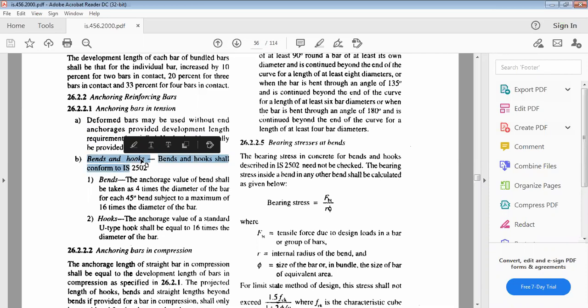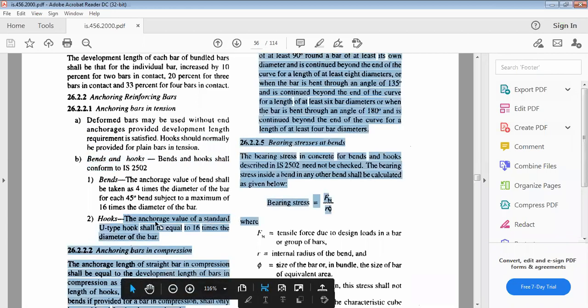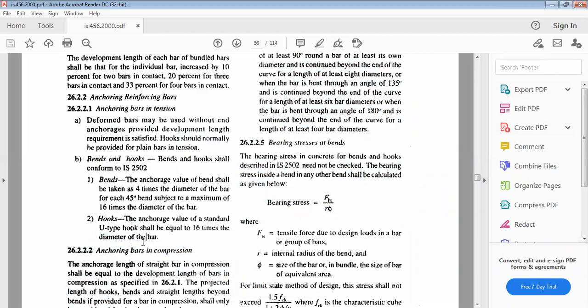This is done. Now for bends and hooks. Now in stirrup you are providing the bend, the hook. The anchorage value of a standard U-type hook shall be equal to 16 times the diameter of the bar. This is what the code says, that you have to provide a hook with an anchorage value of 16D, 16 times the diameter of the bar, of the stirrup.